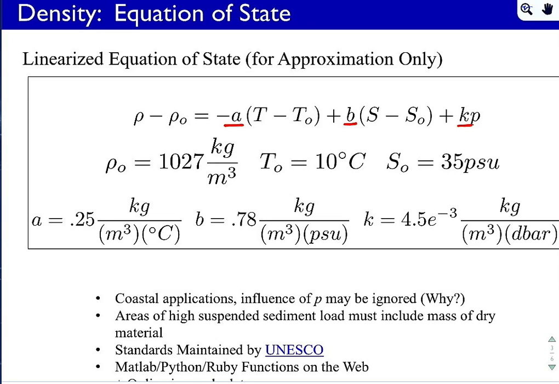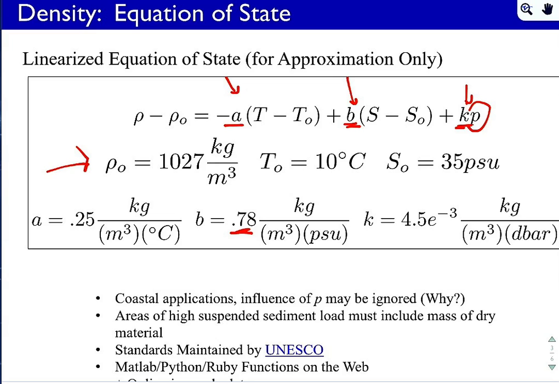Coefficient B here is positive. It's approximately equal to 0.78 when we linearize around this particular point in state space. Is positive, so as the salinity increases, the density increases. You get more salts in the sample, you have a higher density. And as pressure goes up, density goes up. So it's also positively correlated with pressure, which shouldn't be surprising. So we have a negative correlation with temperature and positive with salinity and pressure.